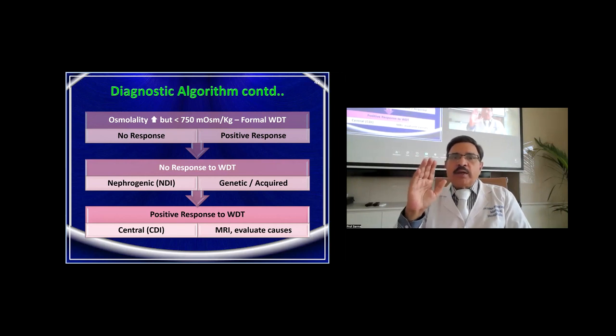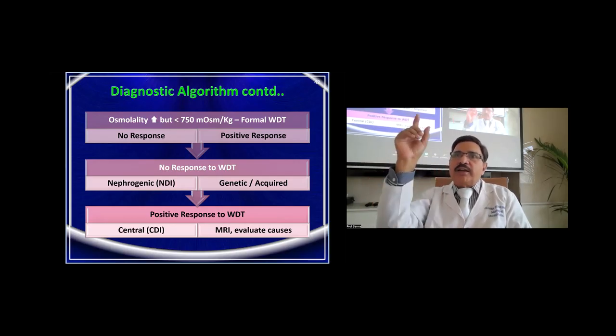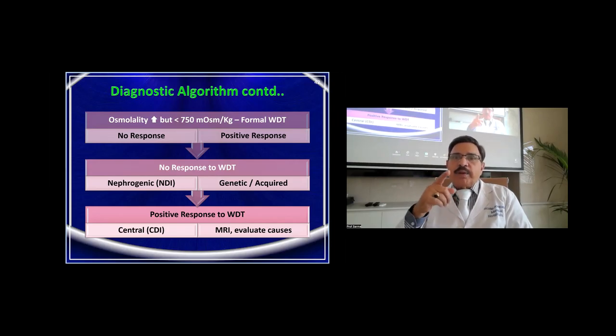Then the result can be two types. One is no response, the other is positive response. What is no response? What is positive response? I will tell you. So who is this patient? This patient is a person who has polyuria, more than 3 liters. He has come with initial urine osmolality of more than 300, and on 12-hour restriction, his osmolality increased, but did not increase beyond 750. That is why he has come to this test. So such a patient, I do a formal water deprivation test.